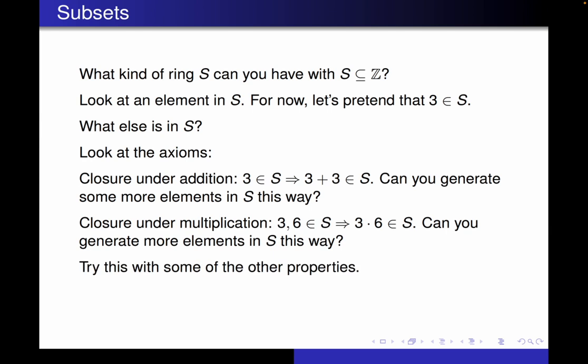And so I would encourage you to try this with some of the other properties of the ring to see if you can figure out what elements are going to be in the ring. And ultimately, once you think you have all the elements that are in the ring, prove that you have a ring by verifying the axioms of a ring. All right, so what is this going to be in that case?